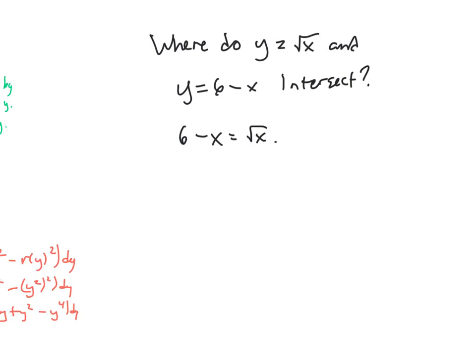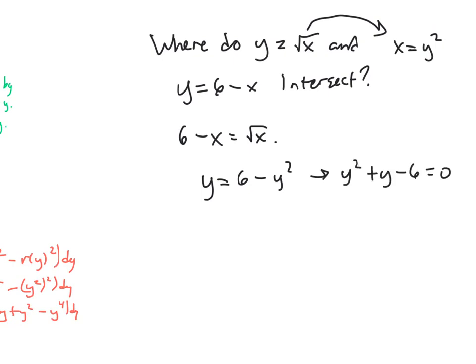But I think, for simplicity's sake, I might take this and rewrite this as x equals y squared, and then substitute that into this equation here. So I'm going to get y equals 6 minus y squared, since x was equal to y squared. And then that gives me y squared plus y minus 6 equals 0. That'll factor into y plus 3, y minus 2 equals 0.